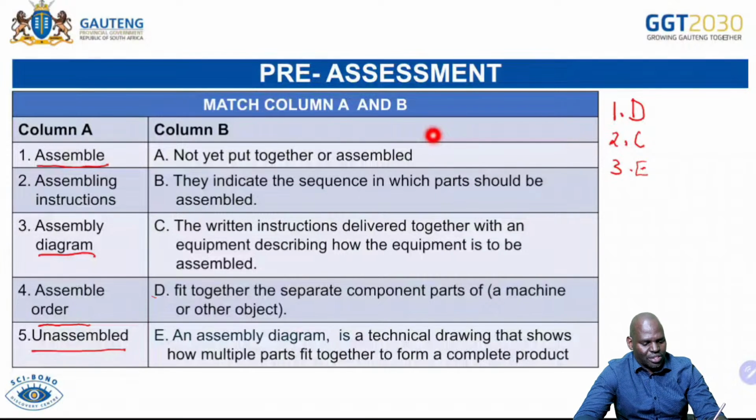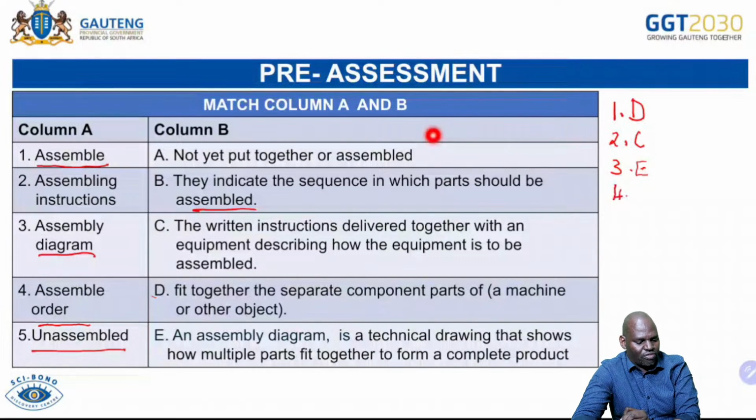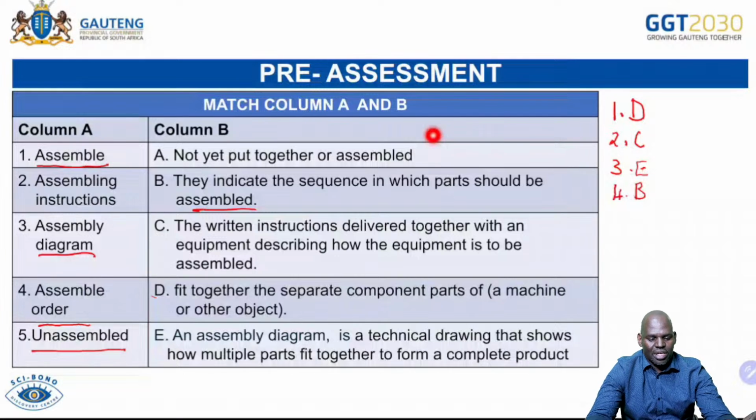And then number four, it's assemble order. Let us look at the possible explanation. The assemble order indicates the sequence in which parts should be assembled. So in other words, the terminology for number four matches with the explanation of B. They indicate the sequence in which parts should be assembled.